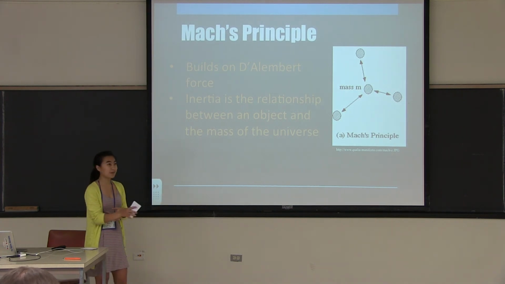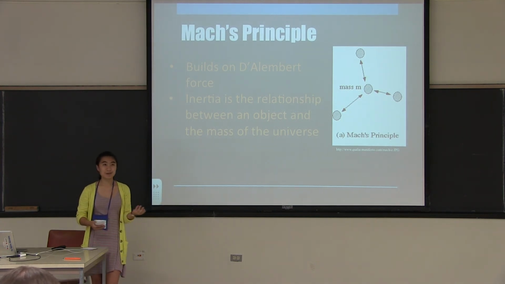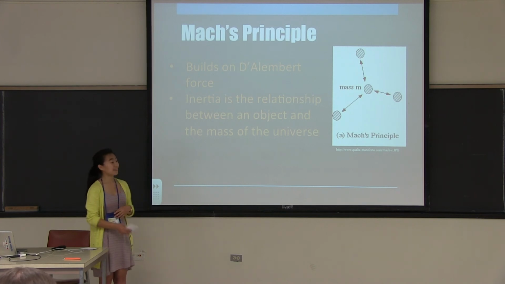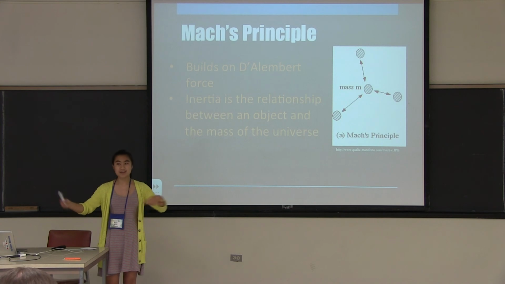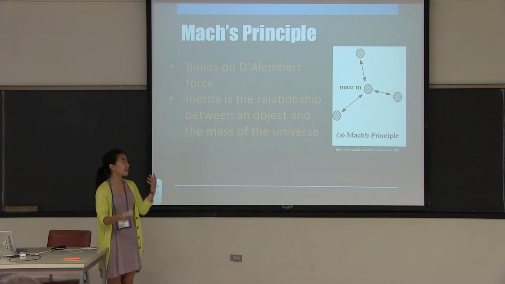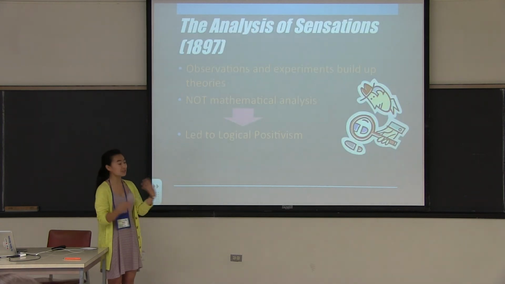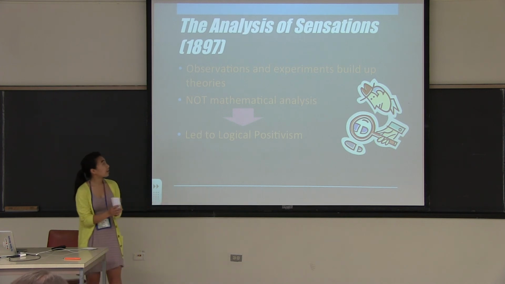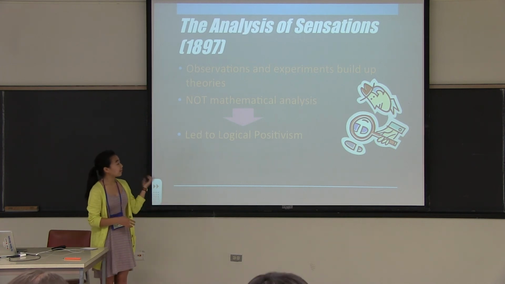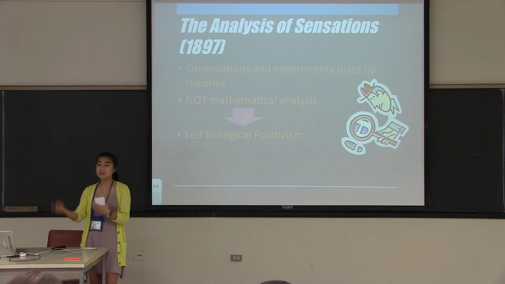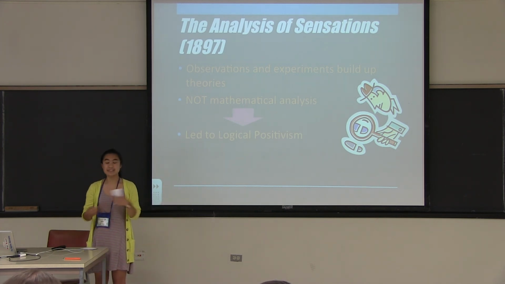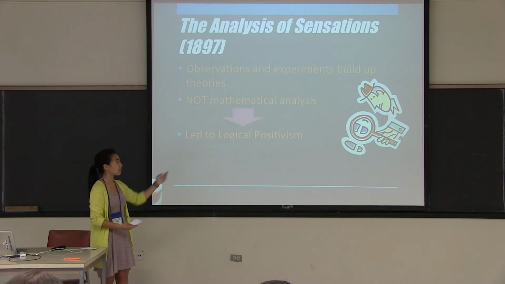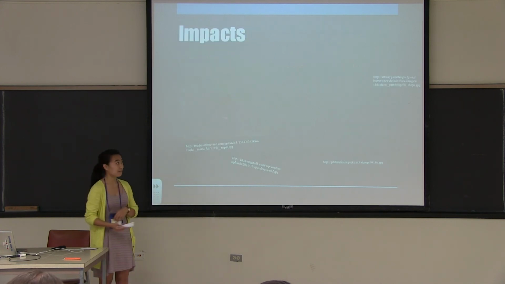Then the Mach principle was actually based on D'Alembert's inertial force: that an object's inertia is because of its relationship with everything else in the universe, its gravitational pull. So that's why an object has inertia. So it just changes the perspective. And then he also wrote this book, saying that observations and experiments should be the basis of theories rather than mathematical analysis. This is actually the opposite of what D'Alembert had been proposing. And so this theory was known as Machian physics.